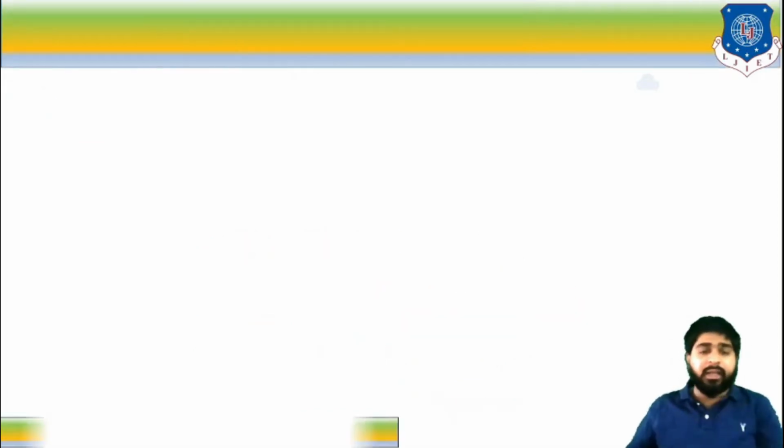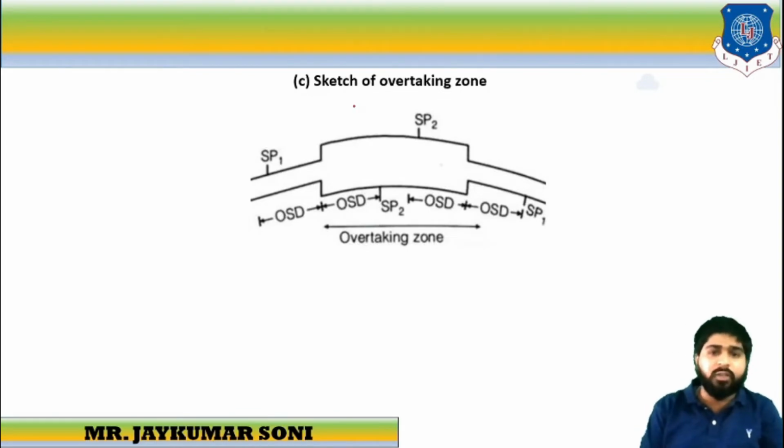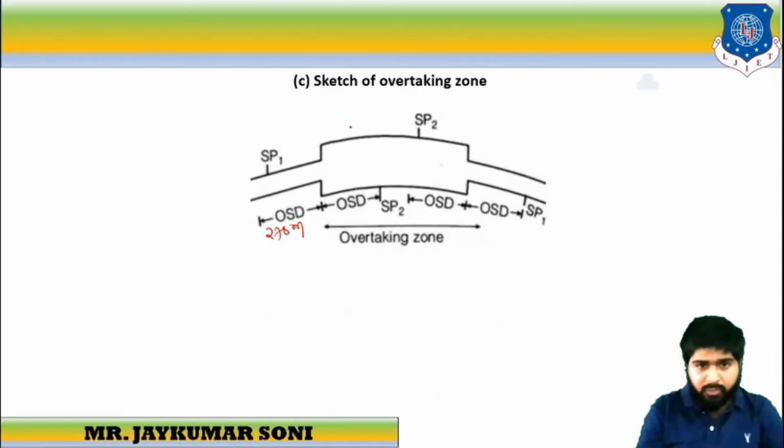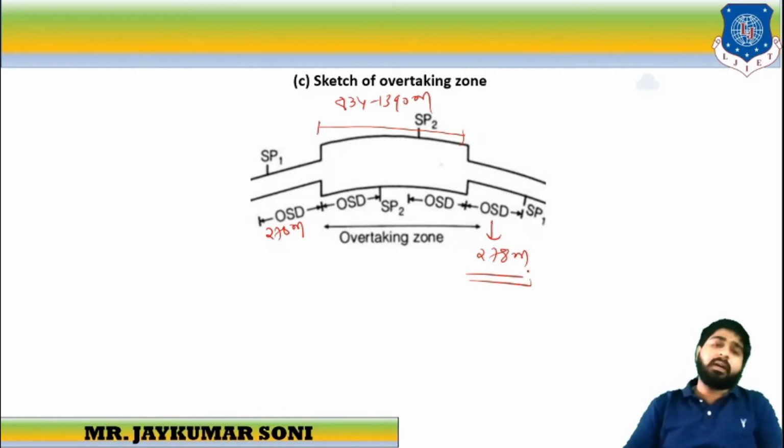So the third thing that we are told to do is to sketch the overtaking. See, SP1 will be here at a distance of OSD, so it is 278 meters. This is the overtaking zone, so the value we have obtained is 834 to 1390 meters. And this is also SP1, which is situated at the distance of OSD, so this will be 278 meters again. So this is the completion of the first example.